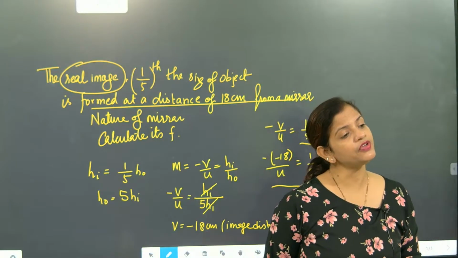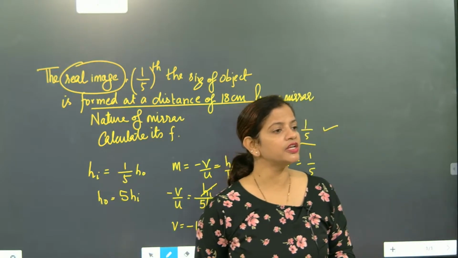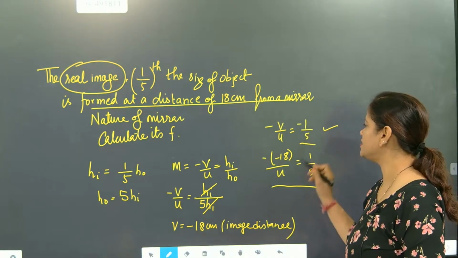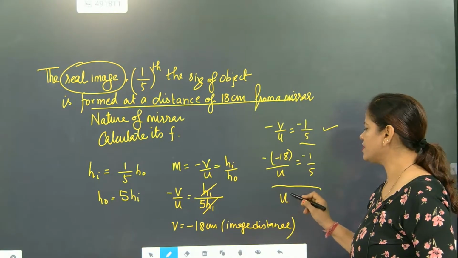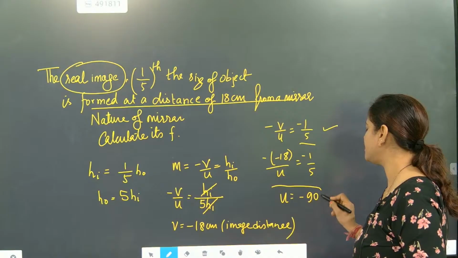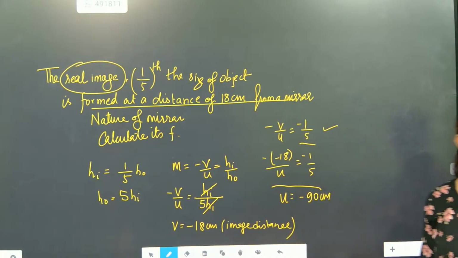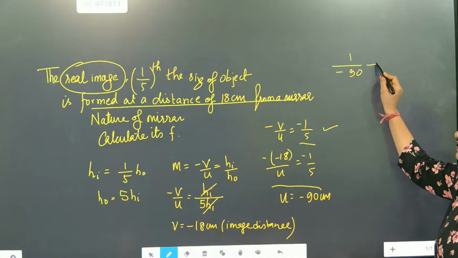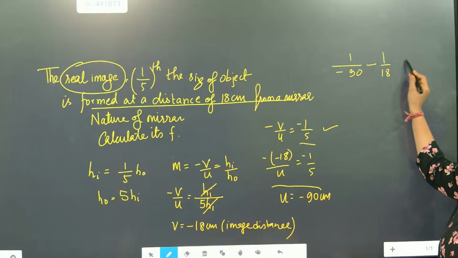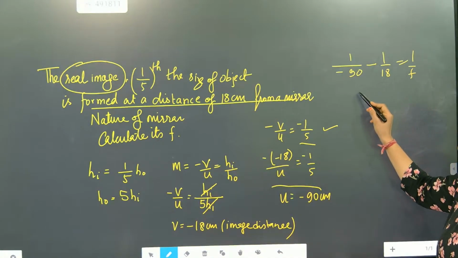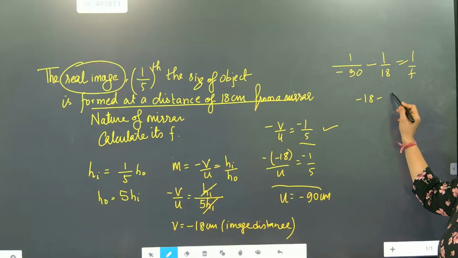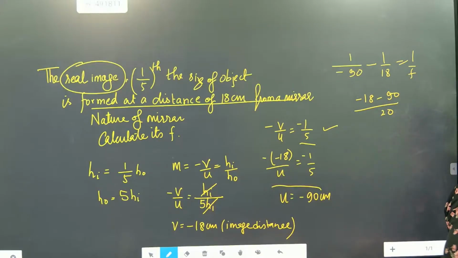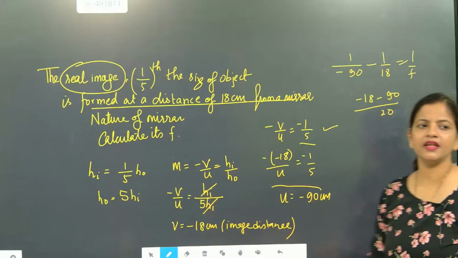So what is magnification here, beta? Magnification is negative. So here what will be there? Minus and minus. So u will be coming as minus 90 centimeter. Jackpot now, u also got, v also got. So minus 1 by 90, then minus 1 by 18 is equal to 1 by f. So it is coming minus 18 minus 90 by 0, 9872.